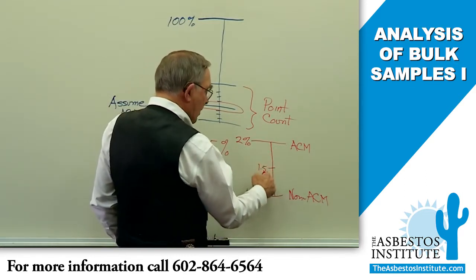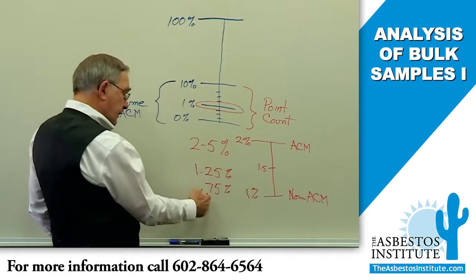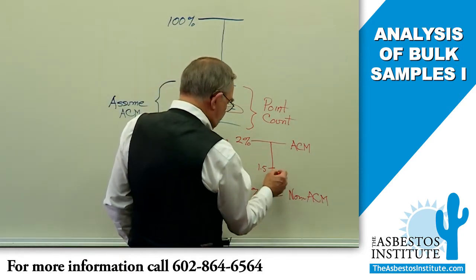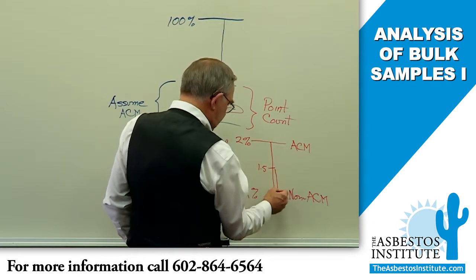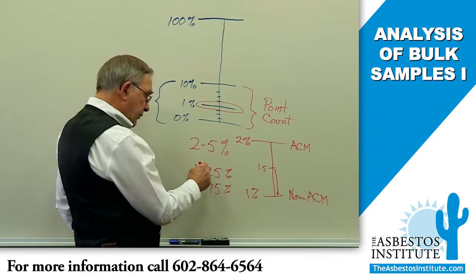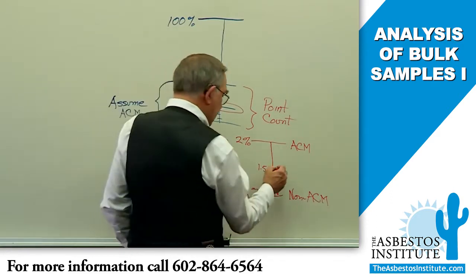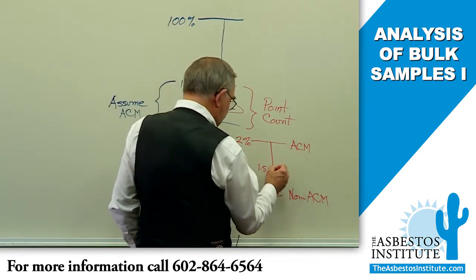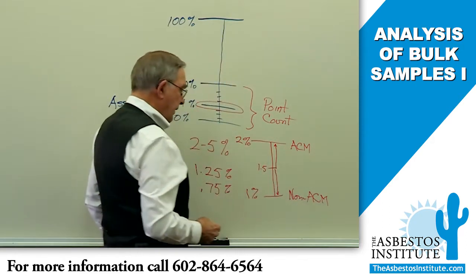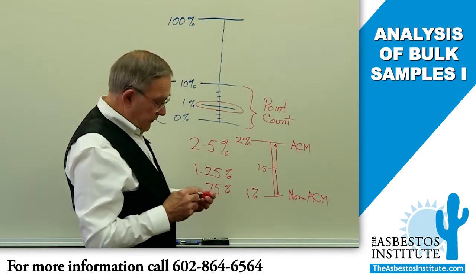And if we're below 1.5, and both of these would be, see, then we round down to 1%, which is non-ACM. If we're at 1.5 or 1.50 by point count or other analytical method that gives us this quantitative number, we round up to 2%, which is ACM.